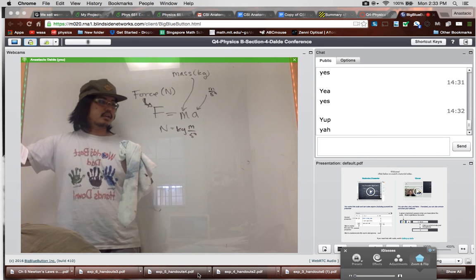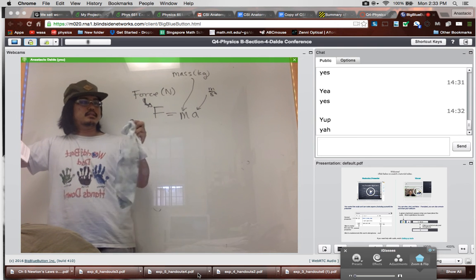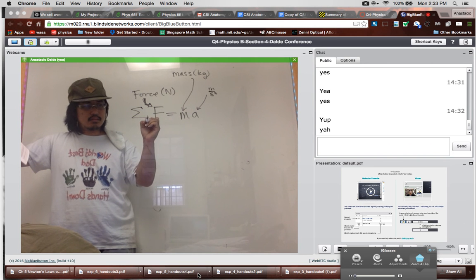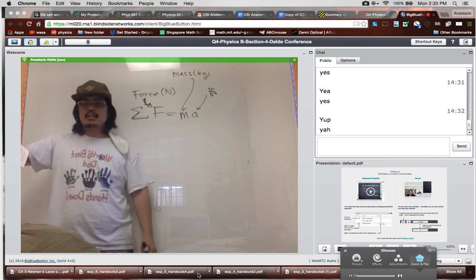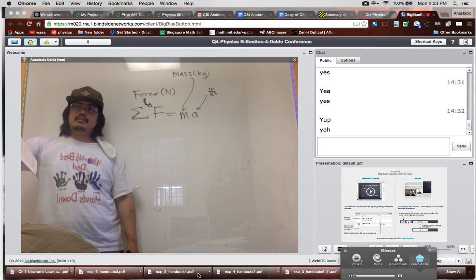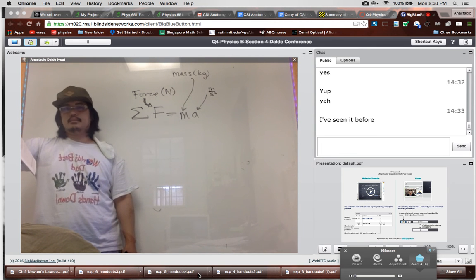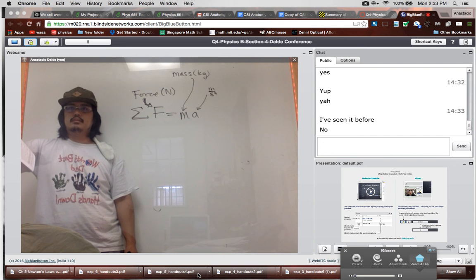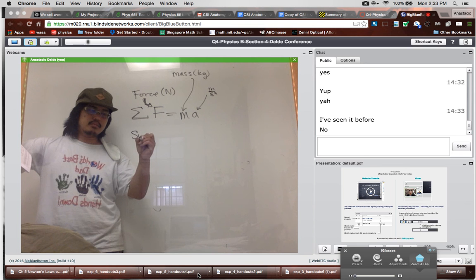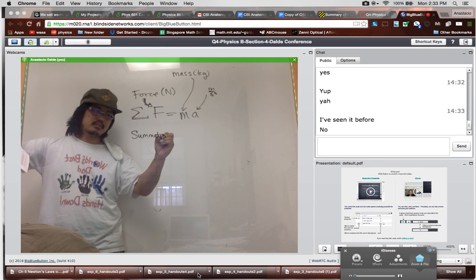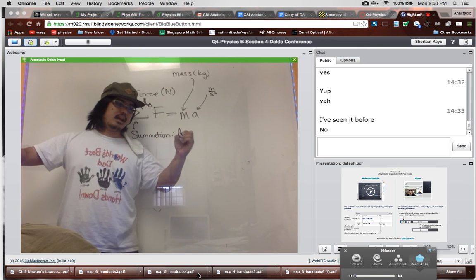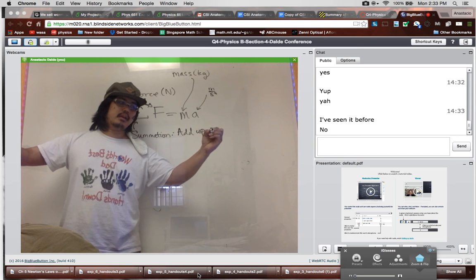All right. Here's another symbol that you might see, and it looks like this. Have you ever seen that thing before? You've seen it before? Do you know what it is? It's called the summation symbol. And it basically just means add up everything.